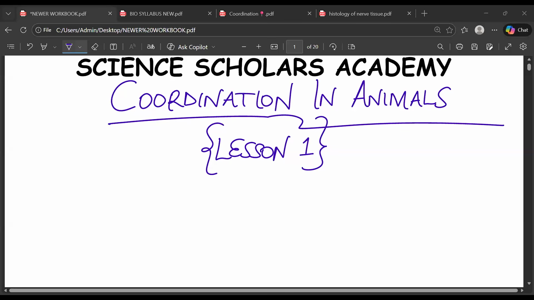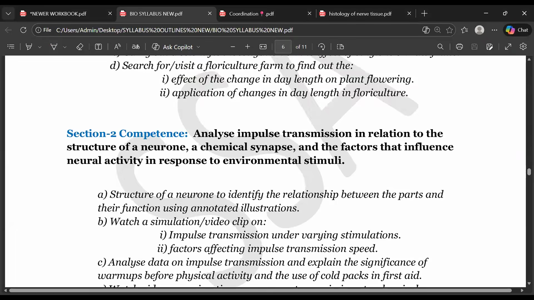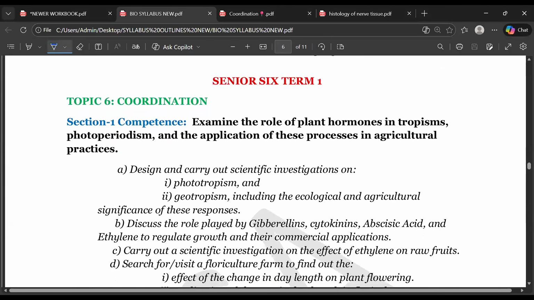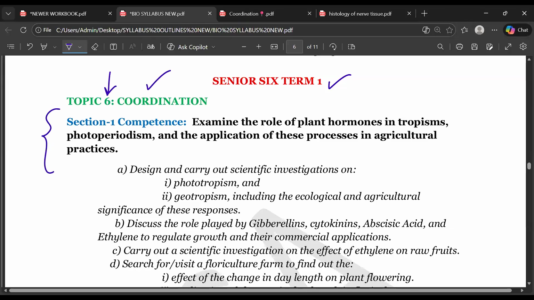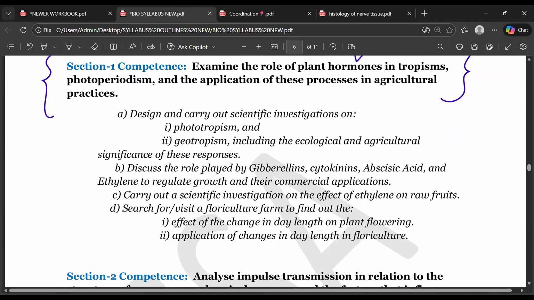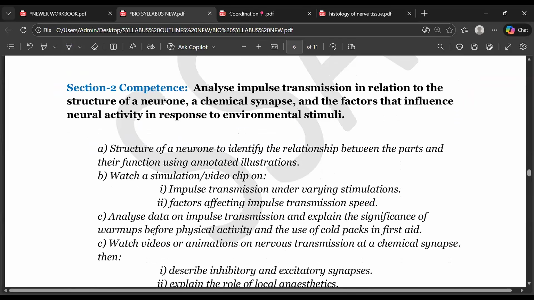As usual, we always check the syllabus book where it's really necessary to check on what they really want us to cover as far as a certain section is concerned. So here it is, and you very well know the very first topic of senior 6. That is, of course, in term 1, it is coordination, and it is topic 6, according to the syllabus book. As far as section 1 competence is concerned, they talk about the role of plant hormones, of which we are not interested in plant coordination today. So we are interested in animal coordination.